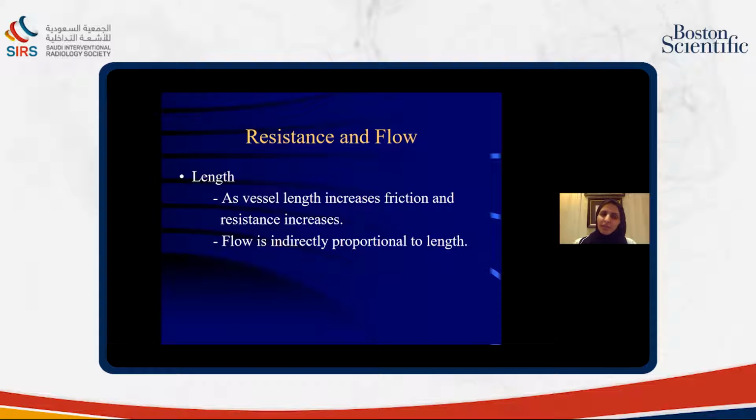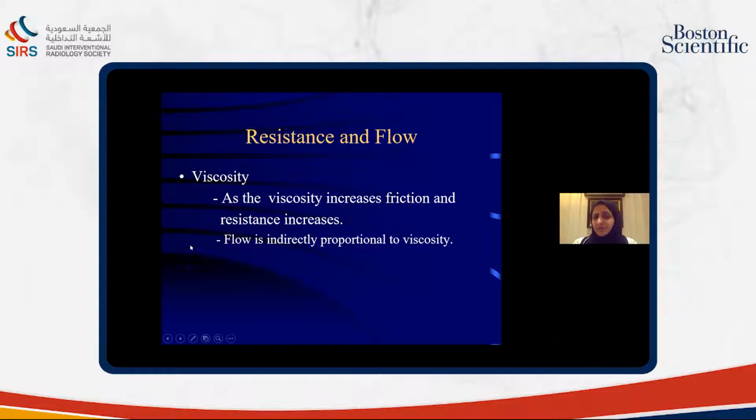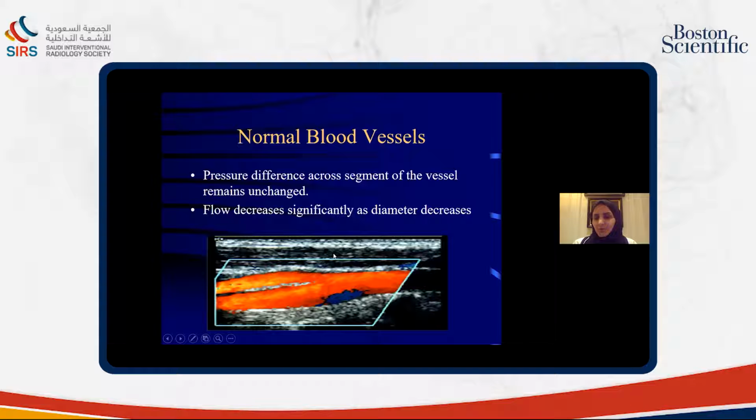Length is another parameter that affects flow. For example, the ECA, external carotid artery, is very elongated, so the resistance inside it is high, compared with the ICA, which is very wide and open, with less resistance. Viscosity also: as viscosity increases, friction and resistance increase. Flow is inversely proportional to viscosity.